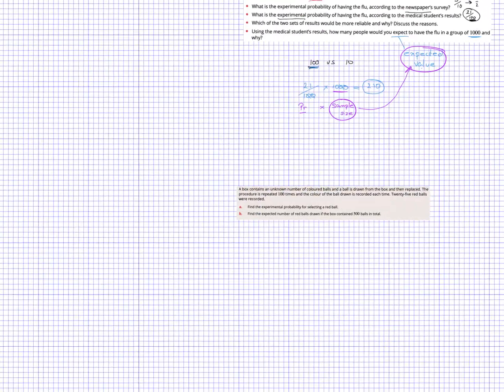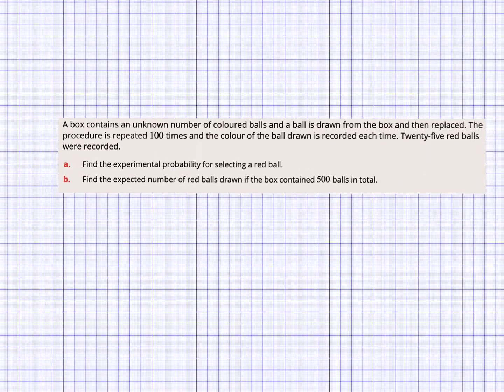So the last thing we'll look at before I give you some questions to do on your own, a box contains an unknown number of coloured balls, and a ball is drawn from the box and then replaced. So replacement. The procedure is repeated 100 times, and the colour is recorded each time. 25 red balls were recorded. Find the experimental probability, so that's just what they told us, 25 out of 100, which is the same as 1 in 4.